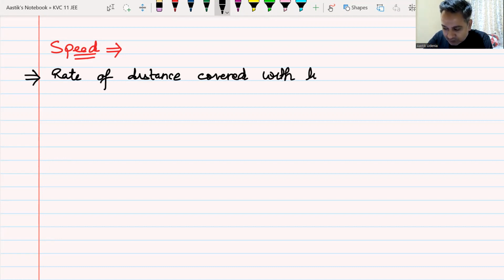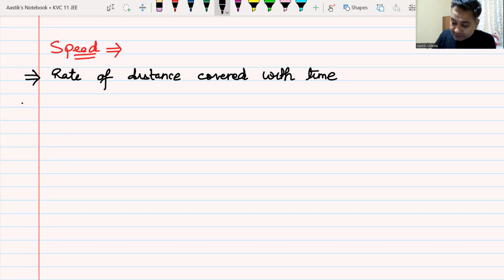with time. With time, how much distance the body is covering? That is known as speed. If the body is covering large distances with time, we will say it is moving very fast. The speed is very high. If it's covering very small distances in time, we will say the speed is less.